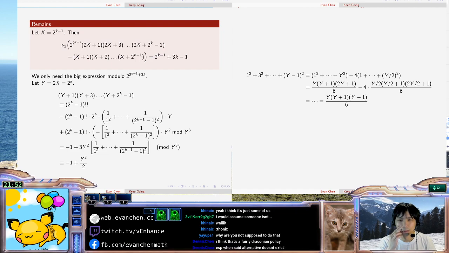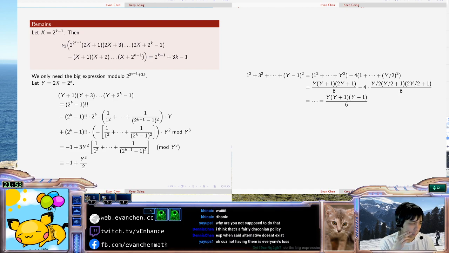Something's wrong. 56. So the big expression is odd. Wait, I feel like something is wrong here. Like this isn't doing what it really should.